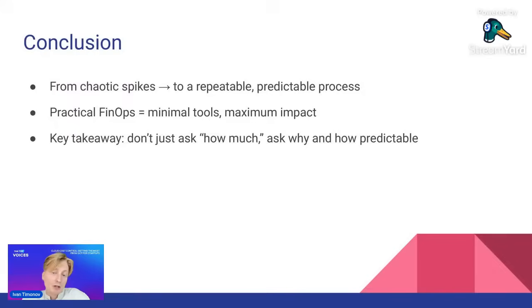So let's move to the conclusions. We moved from chaotic spikes to a repeatable system: make cost visible, leaks are optimized, and the right behavior is enforced automatically. That's practical FinOps for startups, minimal tools, maximum impact. The key takeaway: don't just ask how much did we spend, ask why cost changed and how predictable the bill has become. Predictability matters as much as the absolute number because it lets founders and tech leads plan confidently and make better product decisions.